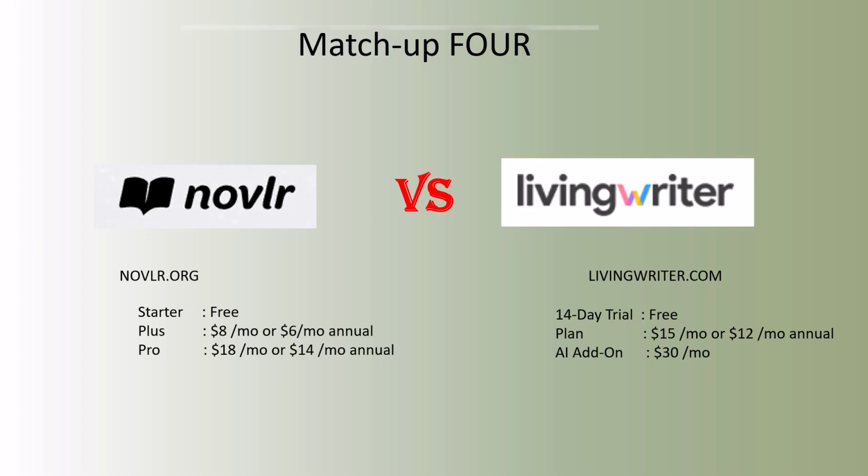Now, their most expensive way to get Novlr would be paying $18 a month for their annual Pro subscription. And of course, the cheapest would be free. With LivingWriter, they just have one paid plan, and the most expensive would be paying $15 a month. And then, of course, they also have an AI add-on, which gives you access to AI tools to help you brainstorm and things like that. And those tools will cost you $30 a month to have those AI add-ons.